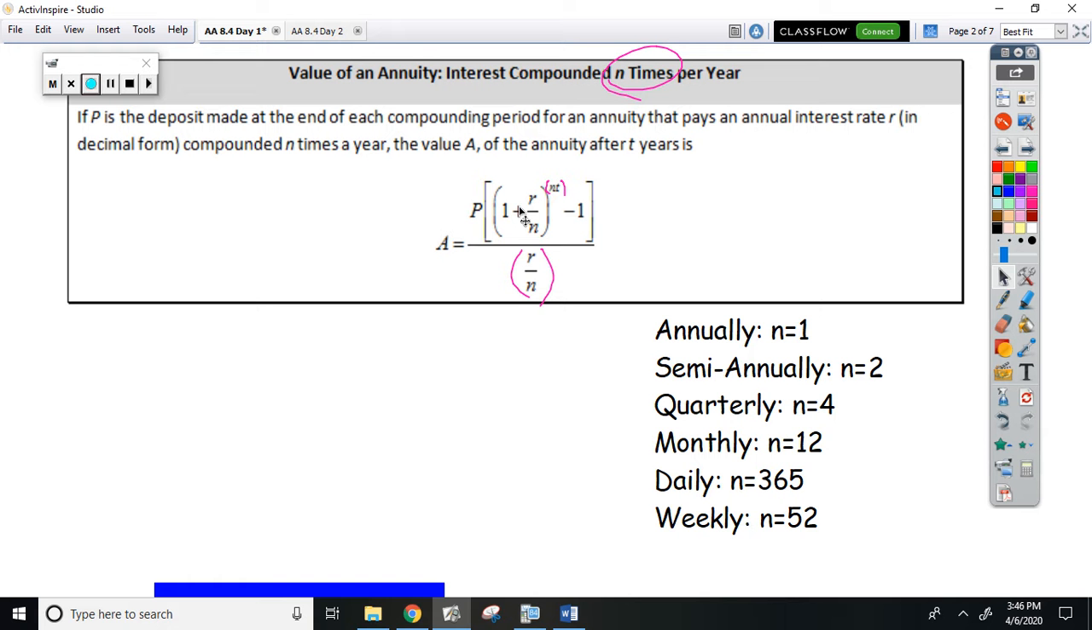And then the hardest part about this formula is just typing it in our graphing calculator. Whenever you see these brackets, just realize that those are parentheses, so you're just having like two sets of parentheses in the formula.